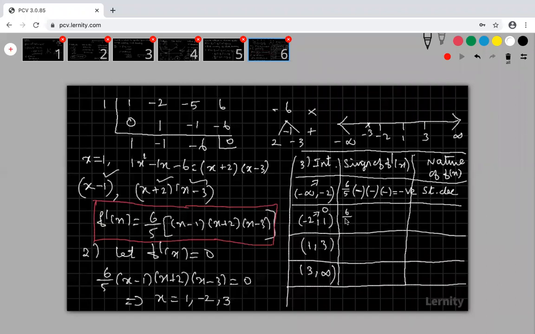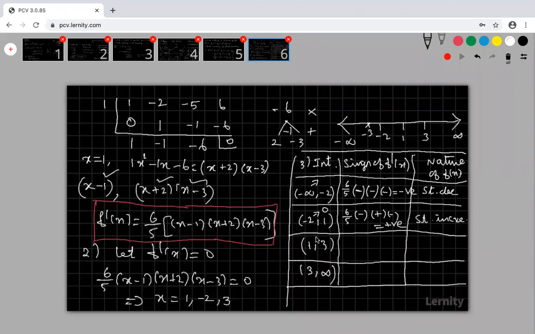So therefore, this is 6 by 5 into this is negative. When you apply 0, negative. When you apply 0, positive. When you apply 0, again I am getting negative. What is my final answer? Minus into plus is minus. Minus into minus becomes plus. Positive. Positive means strictly increasing. Are you clear? Do you understand?